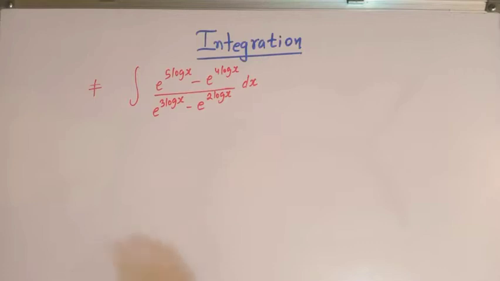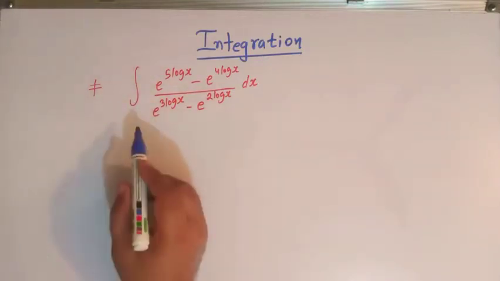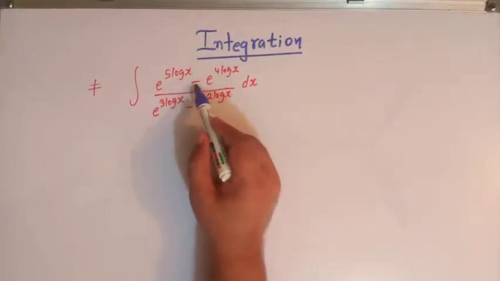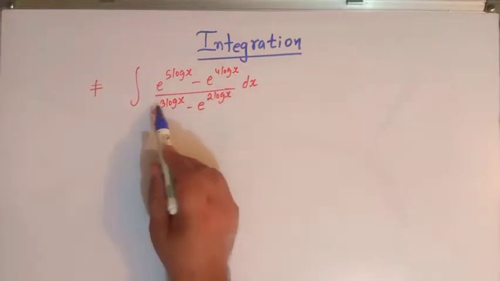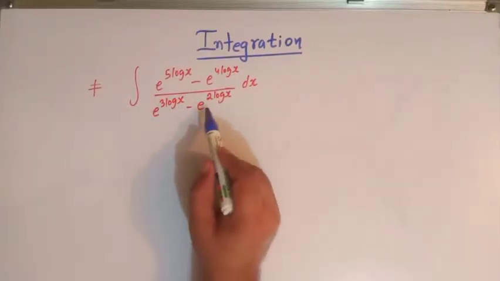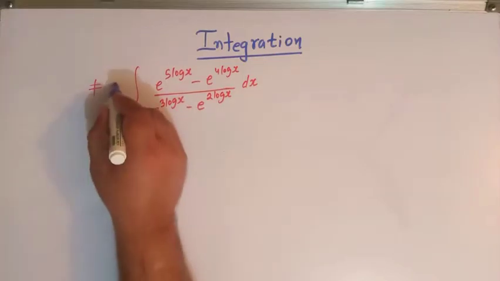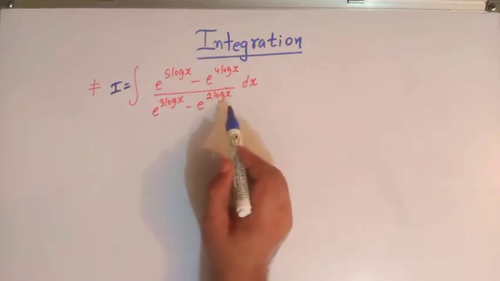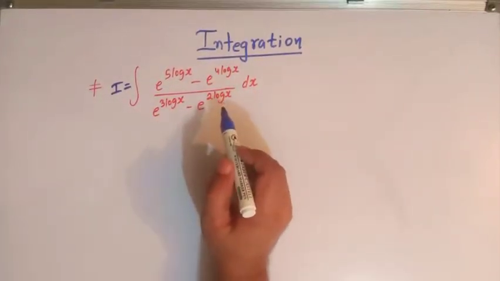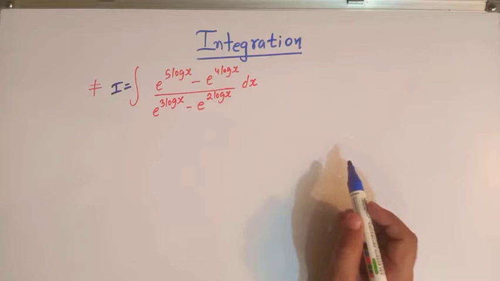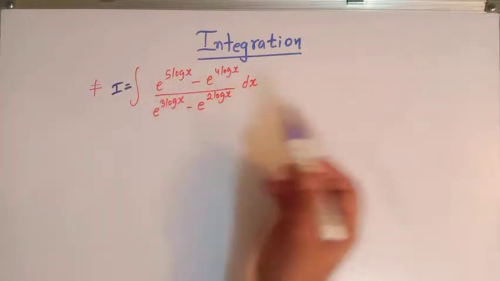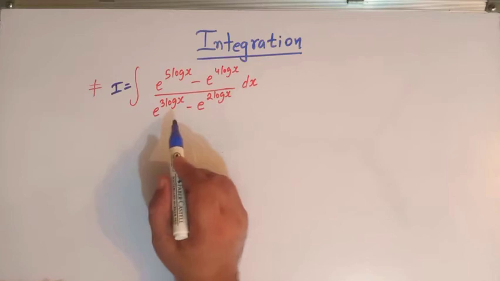Now viewers, let us take this problem. This is also a very important problem, and here the function is e raised to 5 log x minus e raised to 4 log x divided by e raised to 3 log x minus e raised to 2 log x, and let us call this integral as I. And here again we see that this function looks very difficult, right? But it is actually not a difficult function if we take a close look at it, and we can easily simplify it, right?